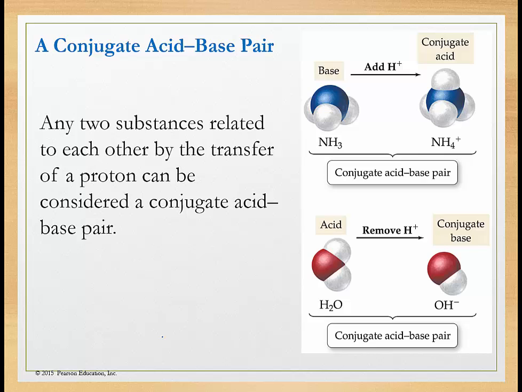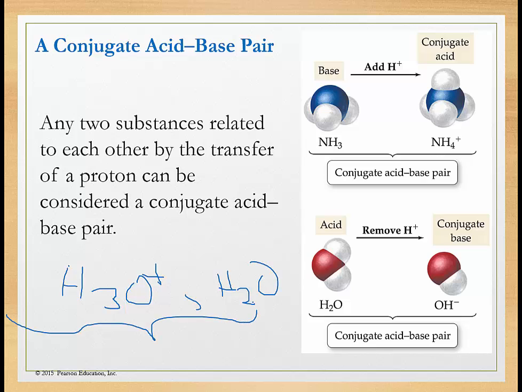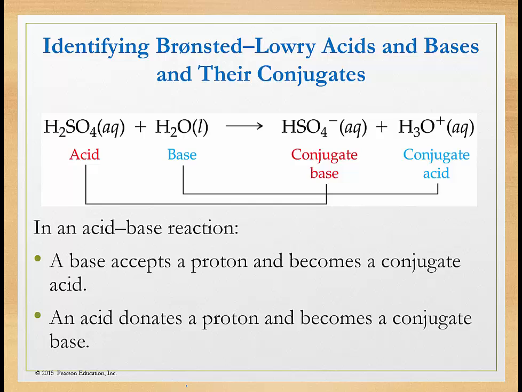So we looked at the ammonia-ammonium. Water is the same way. If we take an H2O and remove a proton, we end up with OH-. So H2O and OH- are a conjugate acid-base pair. And similarly, H3O+ and H2O. This is also a conjugate acid-base pair. Conjugate acid-base, that's supposed to be an A there, CAB. So now we can start to look at these reactions and determine if something's going to be an acid or a base and what its conjugate will be.